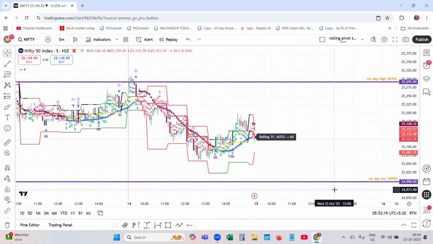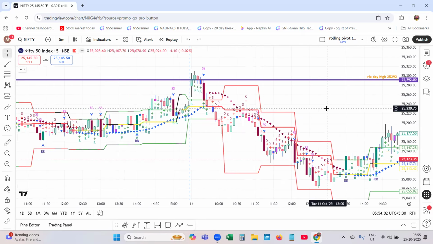Yesterday, I introduced another indicator, CPR, Gann HiLo plus VCP, volatility contraction. Three together I have introduced. And this is my previous indicator. This is rolling pivot, Gann HiLo, and reversal magic.